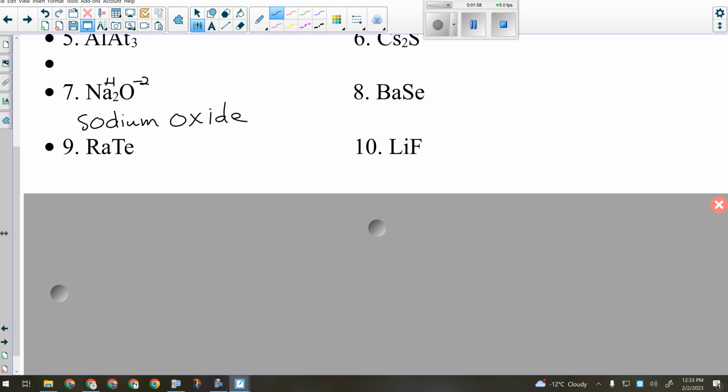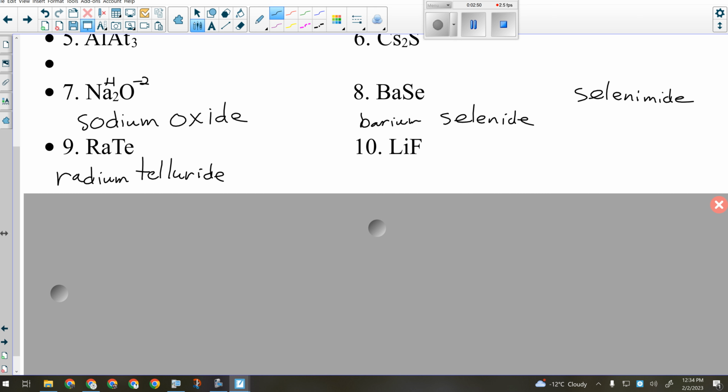All right, for number 8, Ba stands for? Barium, actually. Okay, and Se stands for? Selenium. There's two ways you can write this. I wrote it this way, selenide, because it's shorter, okay? But you could also write it selenamide. Either one would be acceptable as the correct way to write the name of that. So barium selenide or barium selenamide. Either way, it ends in ide. Okay, for number 9, Ra stands for radium. And Te stands for tellurium, so that would be telluride.